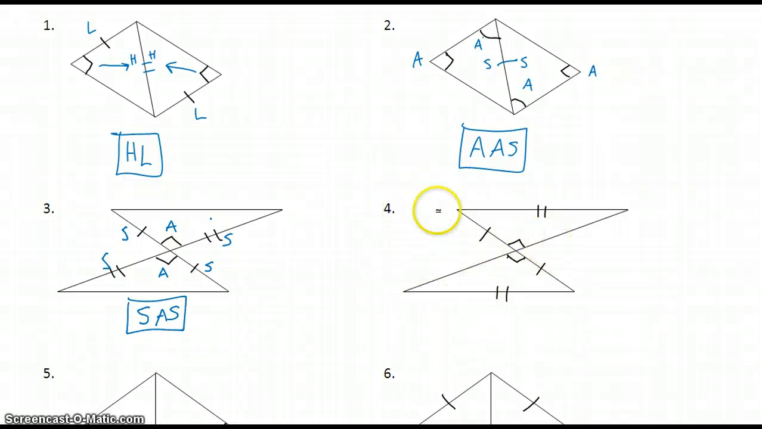Slightly different is example number 4. We still have our congruent right angles, but this time the hypotenuses are congruent to each other, and we have a pair of congruent legs. So these two triangles are congruent to each other by HL.